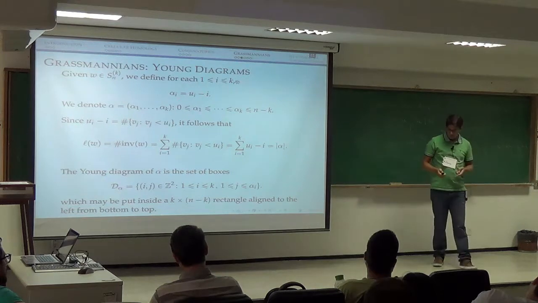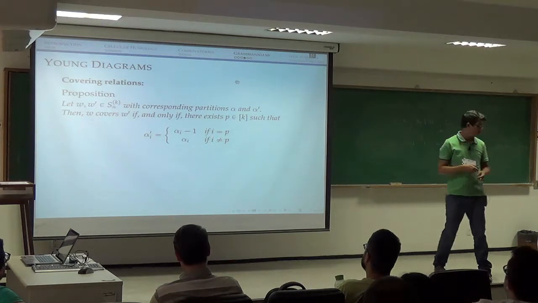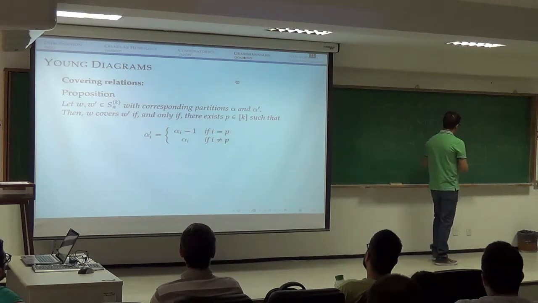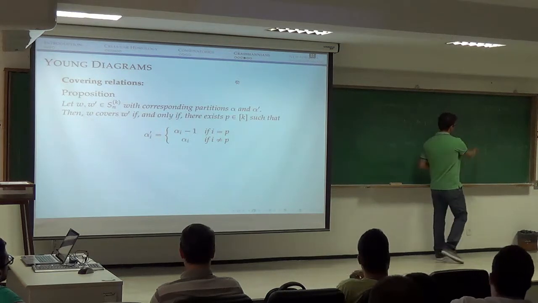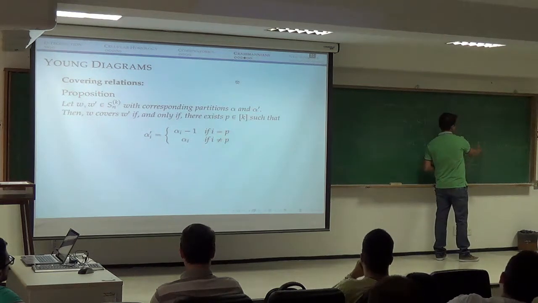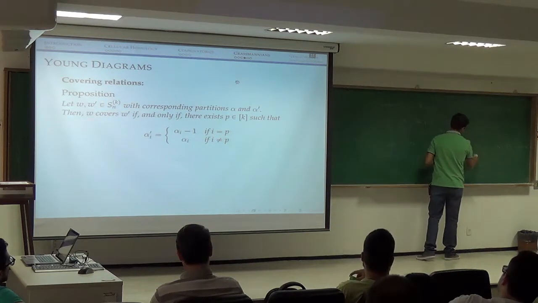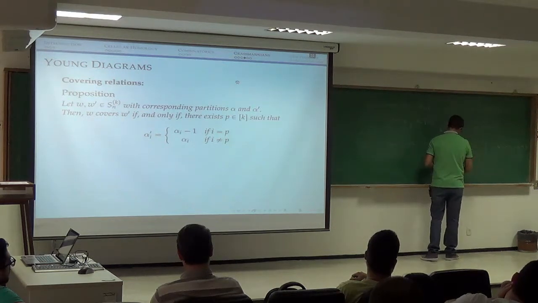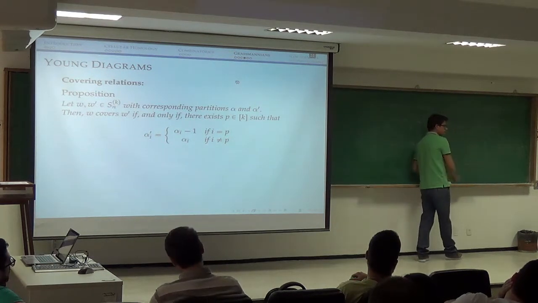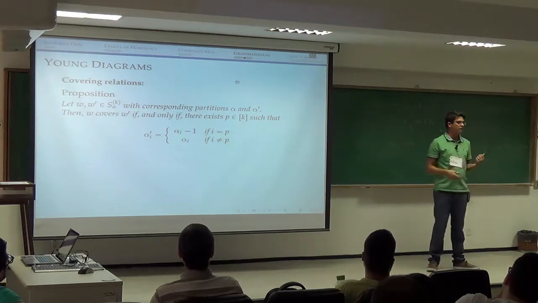So first, we have this result. The covering relation is manifested here by taking the possible corners of this diagram. So what permutations are covered by this one? There are only two. We can remove this box, or we can remove this one. So these are the two possible permutations covered by this one.